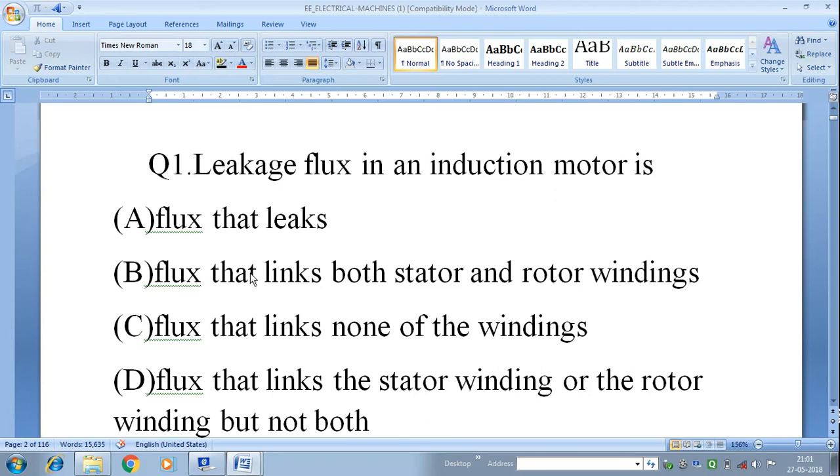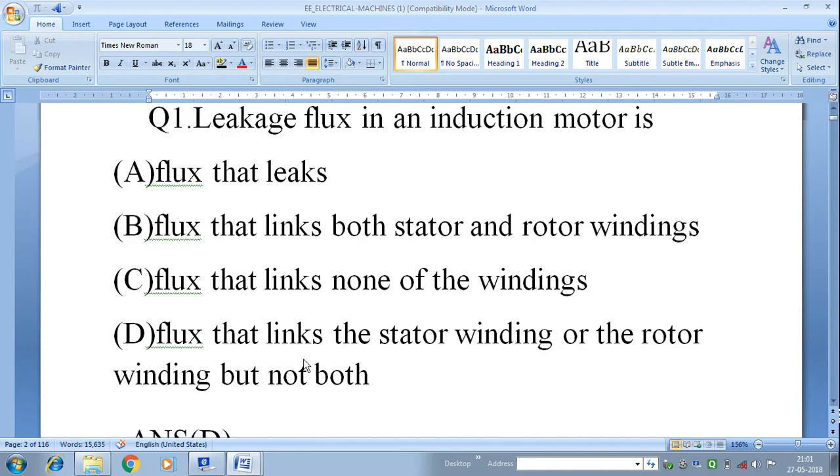So these are the four options given: flux that leads, flux that links both stator and rotor windings, flux that links none of the windings, and flux that links the stator winding or the rotor winding, but not both. So answer D is the correct answer. So for the question, you should understand what is called a leakage flux.